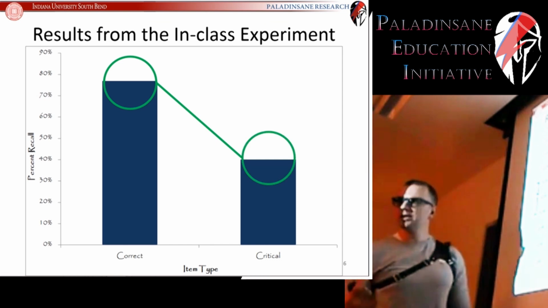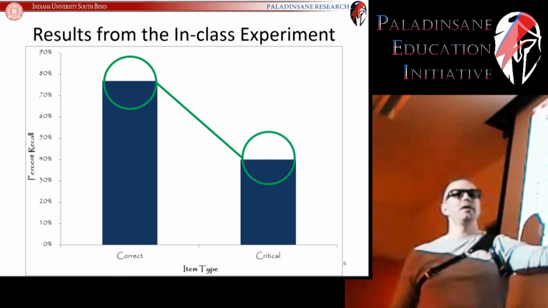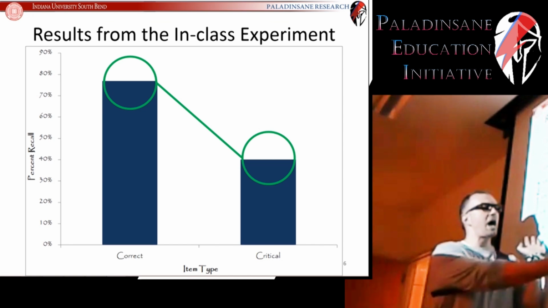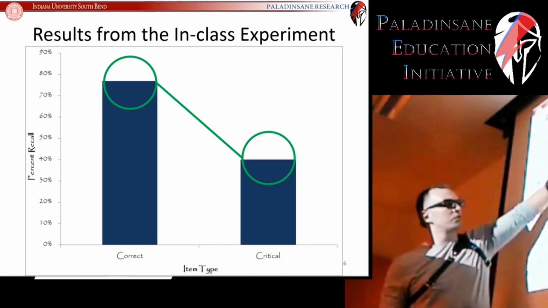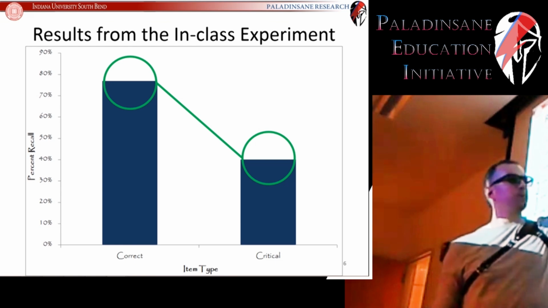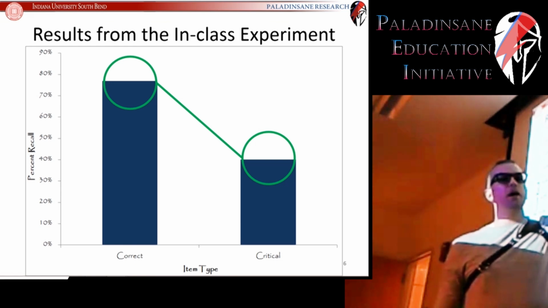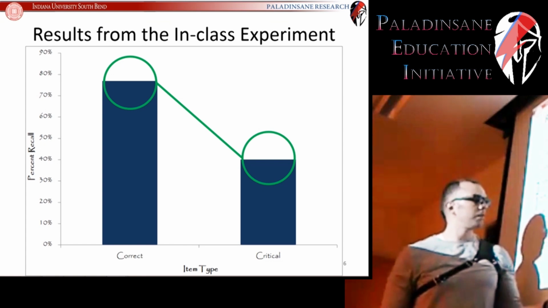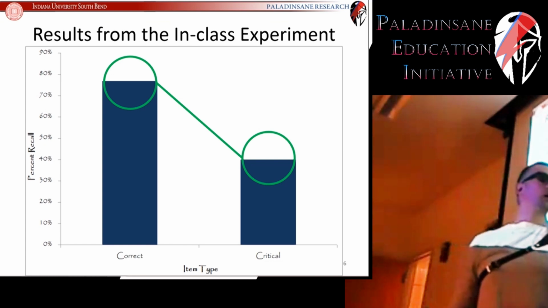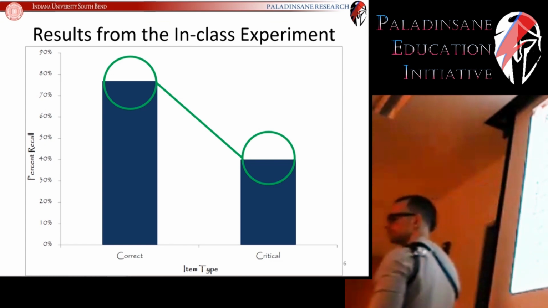There was a main effect, and that's what this graph is indicating. This graph is collapsing all the data. So individuals, pairs, and triples are in here. Individuals, pairs, and triples are in here. And what this data is telling us is that, yes, all by itself, correct items were recalled more than critical items.